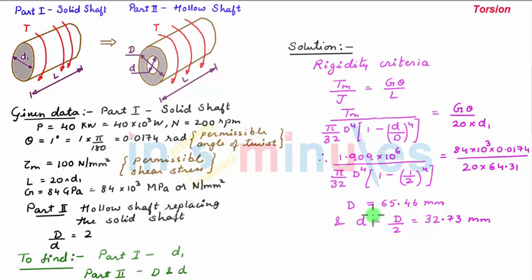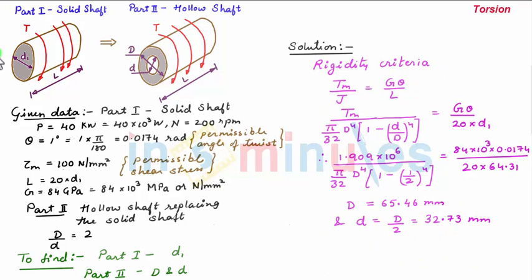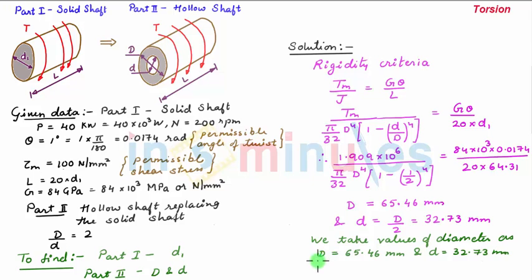Now again we see that from the rigidity criteria we get the dimensions or diameters of this hollow shaft which are greater than the dimensions which we obtained from the strength criteria. So again we take the values of diameter as capital D 65.46 mm and your small d as 32.73 mm, in order to be safe in both maximum shear stress and permissible angle of twist theta. So with this, our problem is solved.